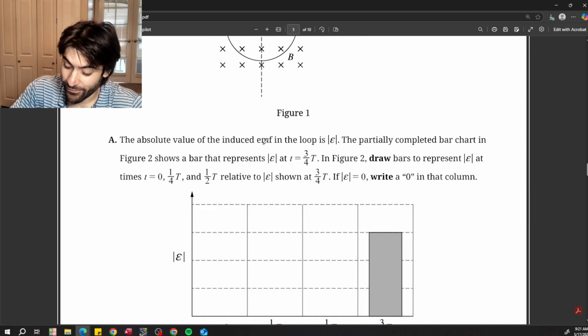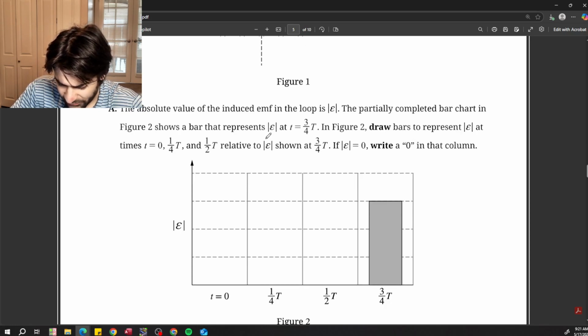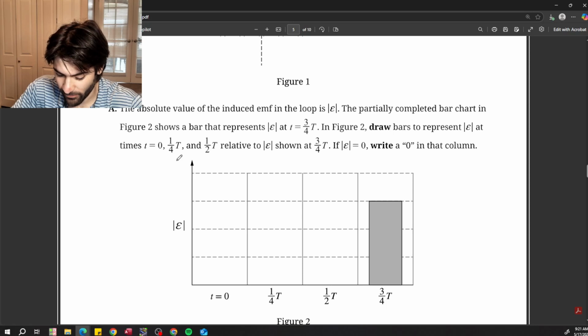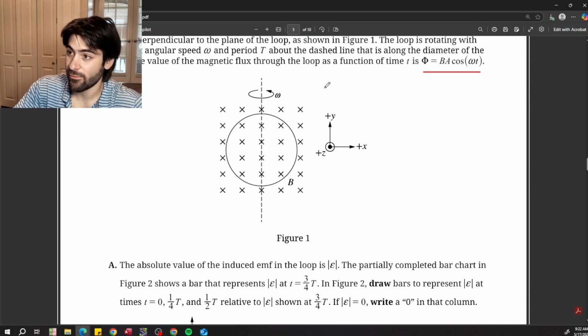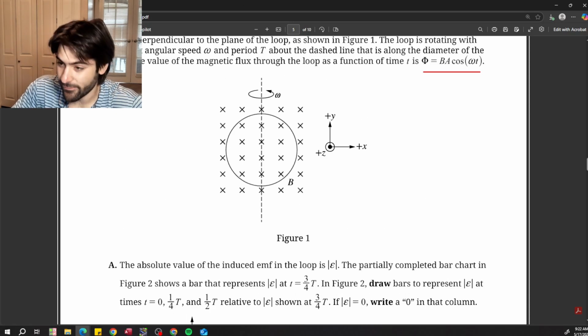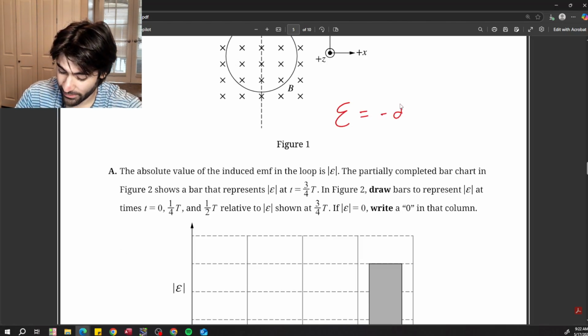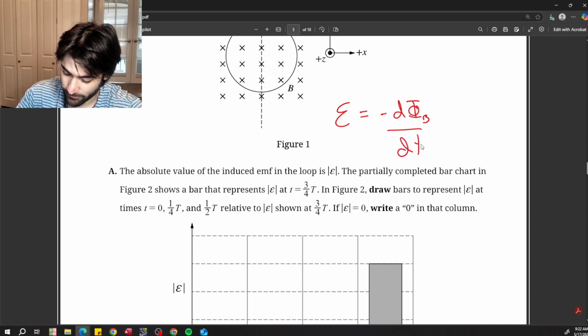The absolute value of the induced EMF in the loop is absolute value of V. The partially completed bar chart shown represents E at a quarter of the period. Draw the bars to represent E at times T0, 1/4 T, and 1/2 T. Okay, well, let's think of this in terms of EMF, which, if you remember, induced EMF is equal to negative change in magnetic flux over time.